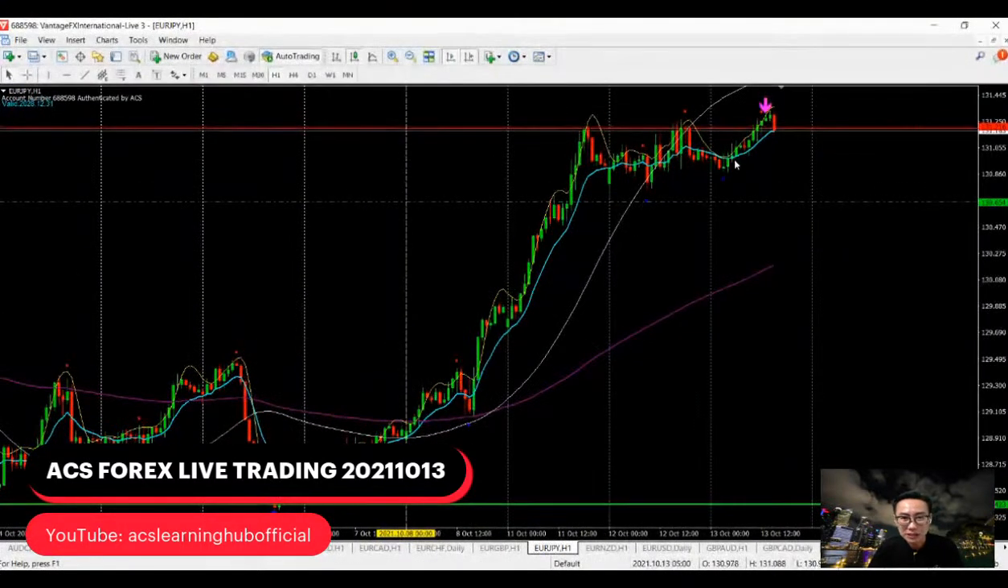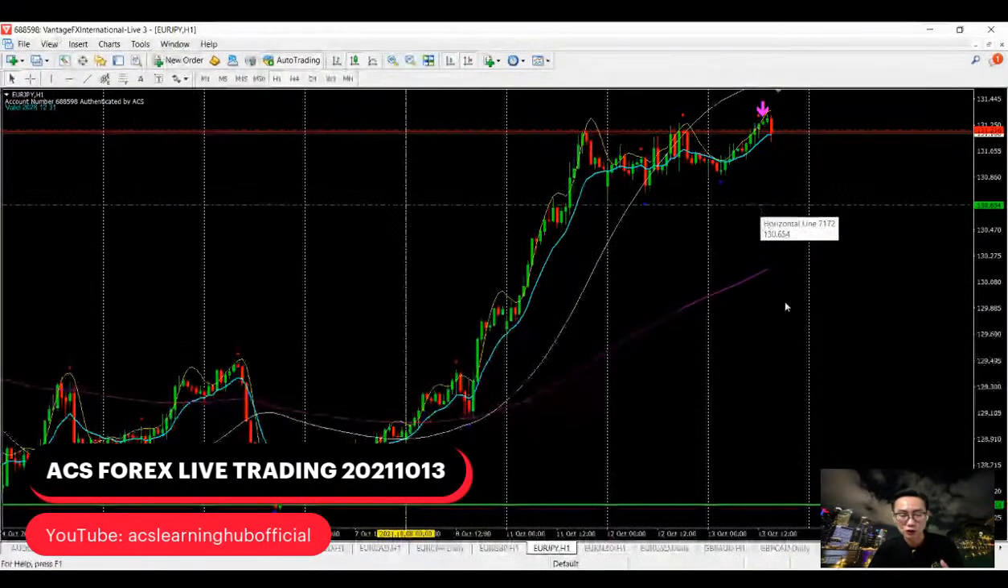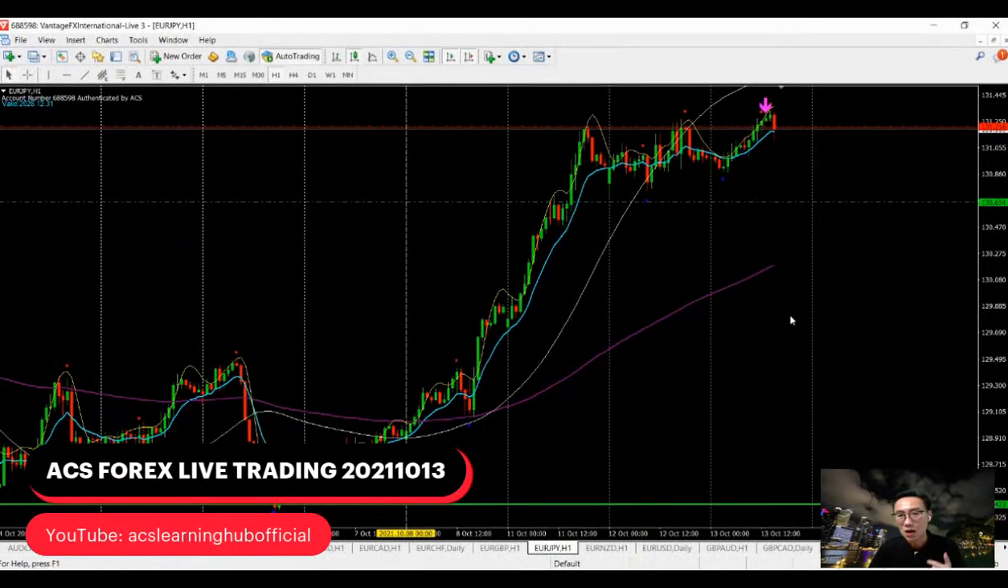Maybe I was thinking that it would just come down during the day and break the support, then we could continue the short already. However, it doesn't work that way today. Then that means probably maybe tomorrow. Am I right? Probably maybe tomorrow.